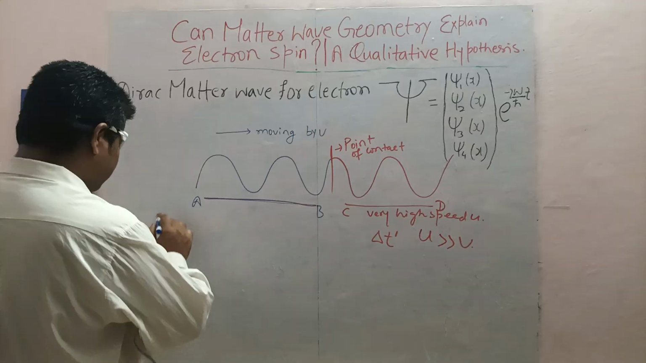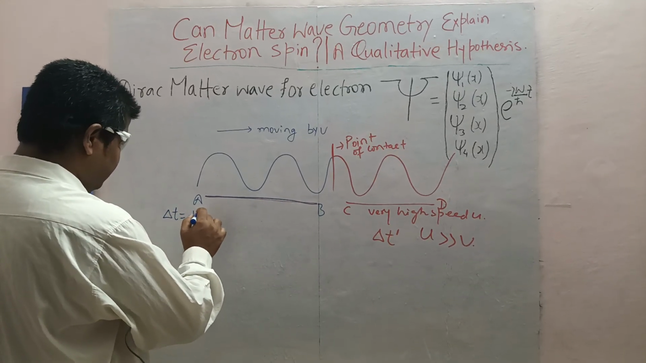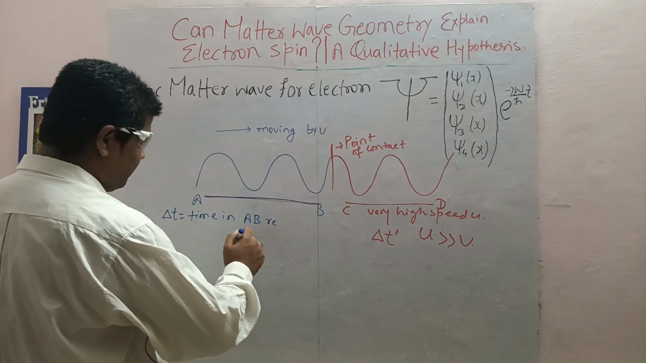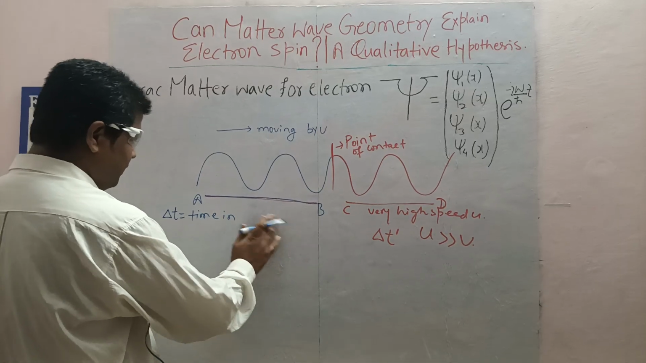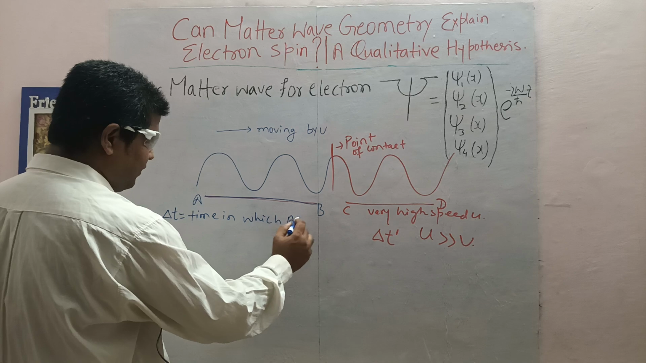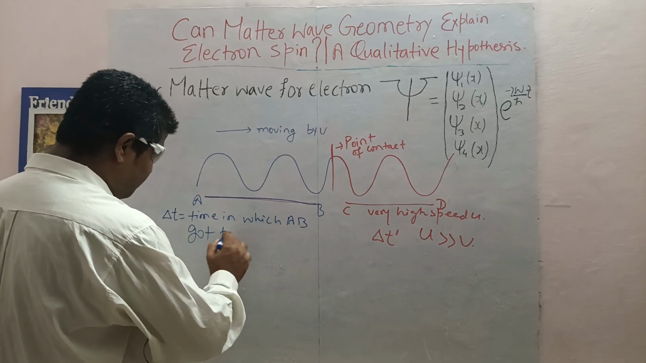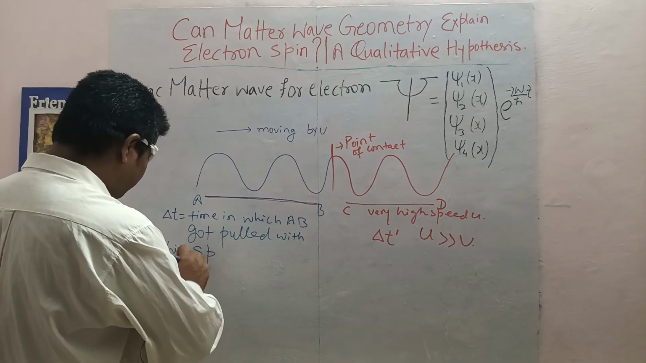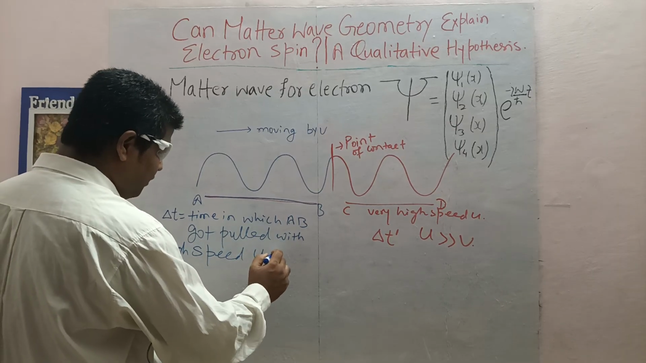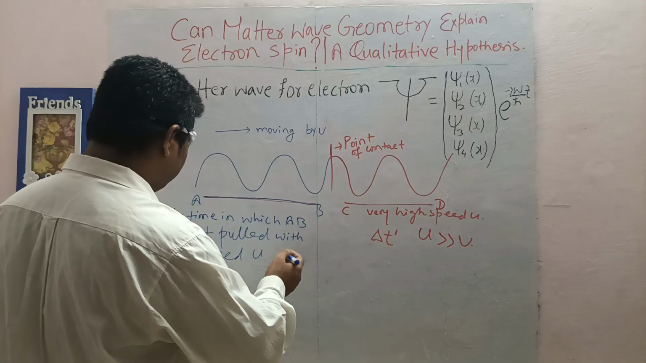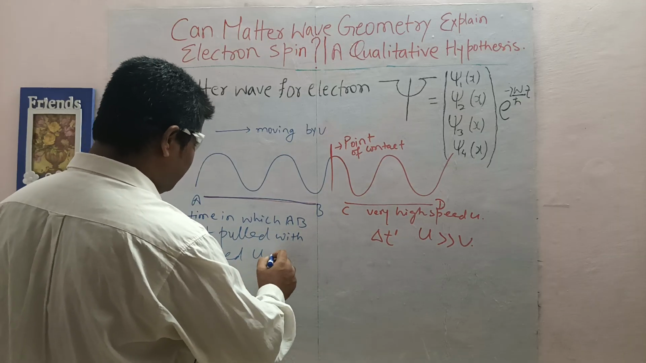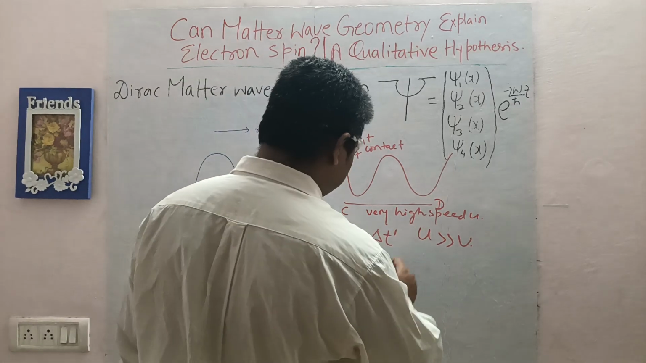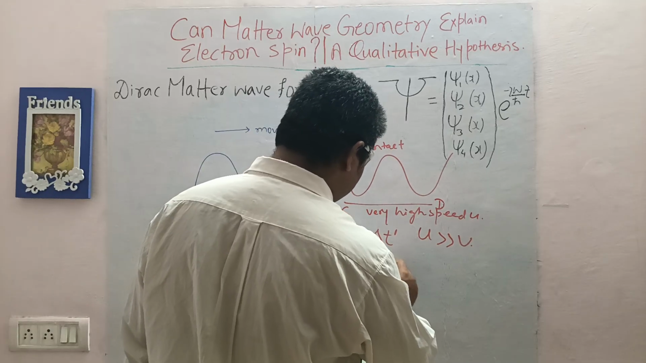See, del t is the time in AB's reference frame in which AB got pulled with high speed u, high speed u with respect to AB.